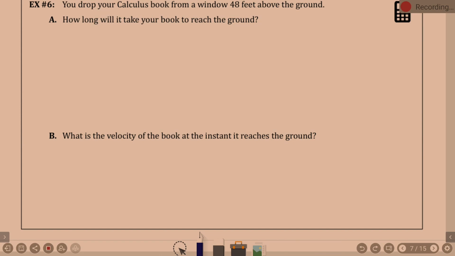How long will it take your book to reach the ground? We're trying to find t, right? How long? Yes. I feel like we're not given enough. Oh, you know we're given enough. Okay. That's enough.